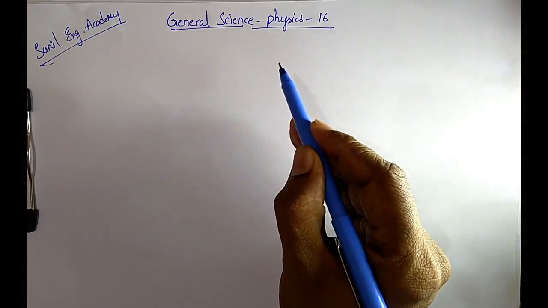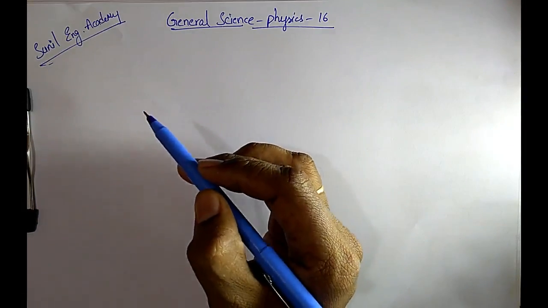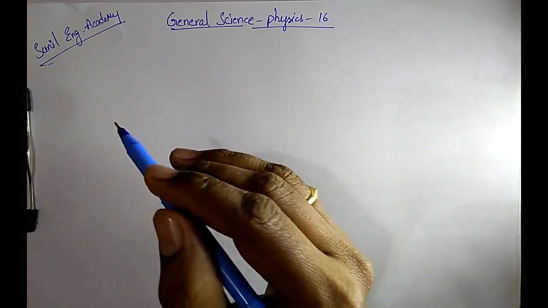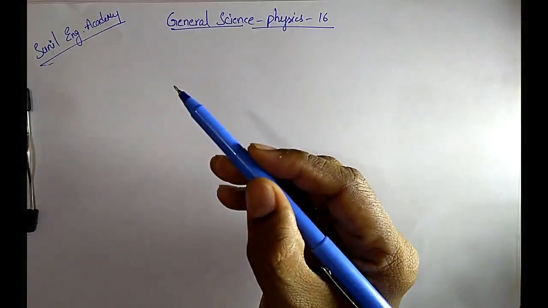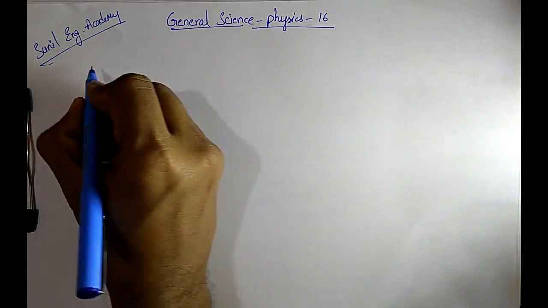This is class 16. In this class, I am going to discuss the left out topics in motion and force, that is center of mass, center of gravity, and centripetal force and centrifugal force.